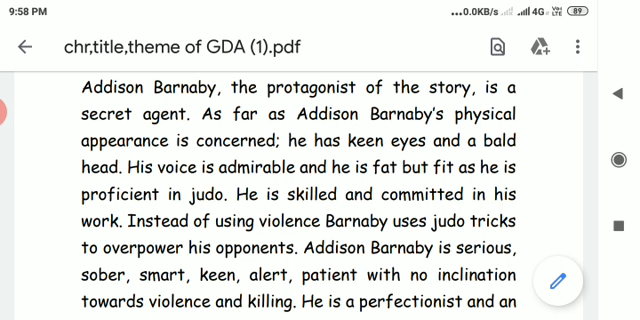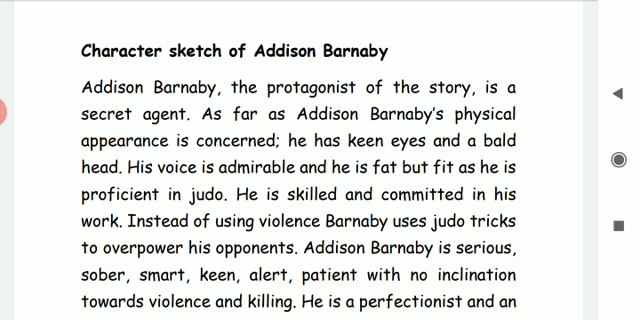He is completely a professional man. Instead of using violence, Bombay uses judo tricks to overpower his opponents. That is the most specific thing about Bombay. If he has to use any violent means during the course of any action, he uses judo tricks. That's the total thing he is doing. He is not using any gun, right? And through judo tricks, he is professional to that extent that he overpowers his opponents. He overpowers anybody who comes across him or who is involved in any kind of encounter with Bombay.